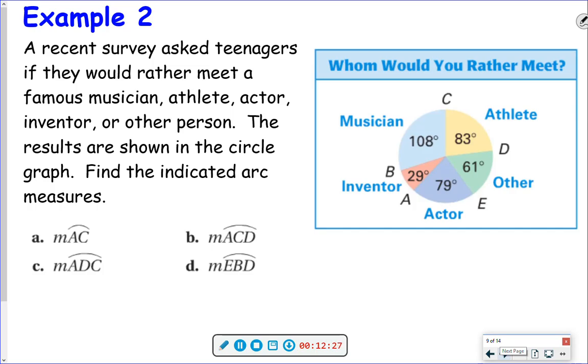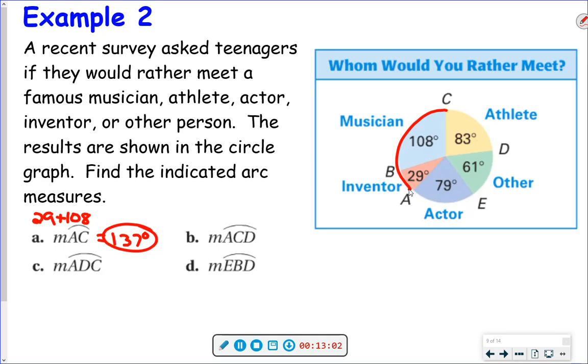A recent survey asked teenagers if they would rather meet a famous musician, athlete, actor, inventor, or other person. Results are shown in the circle. Find the indicated arc measures. Okay, so let's start with A. Measure of minor arc AC. So I need the red. We've got the 29 and the 108. We've got to add them up. You can just do that in your calculator. I don't expect you to write any work. I'm just jotting it down above it for your notes so you know how I got it. 137.